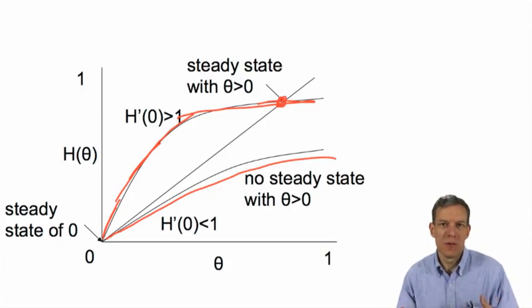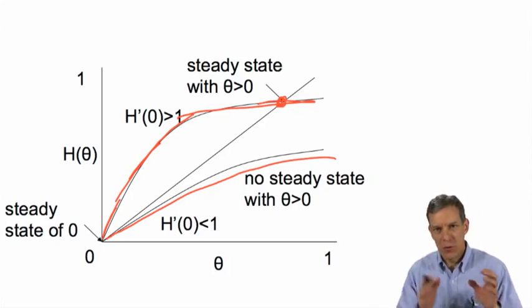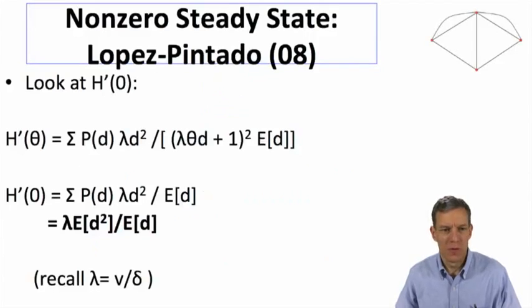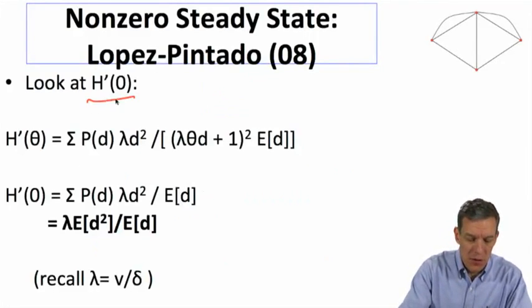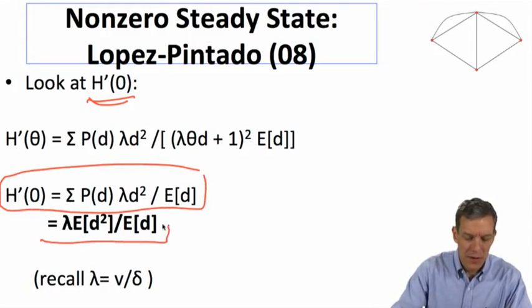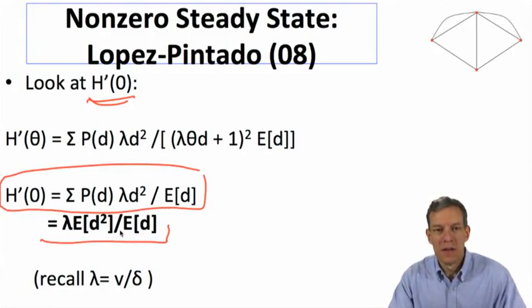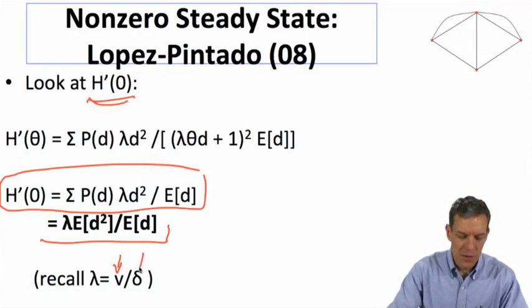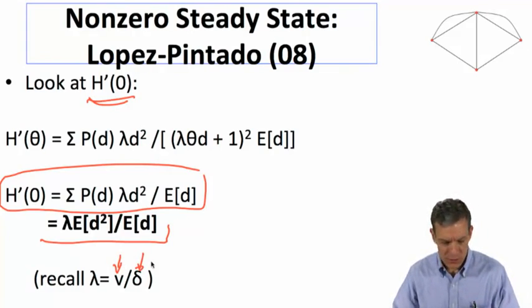That's going to be a situation where the degree distribution is putting weight on very low degrees and the lambda is fairly low, so you don't have much infection. That's a situation where H prime has a fairly low derivative. So if we look at H prime at 0, we can plug in 0 for theta and see what this looks like. If we calculate H prime at 0, it turns out to be lambda E of d squared over E of d. So it's looking at the relative expectation of the square of the degree compared to the expectation of the degree and weighting that by lambda, where we recall lambda is the relative infection rate compared to the recovery rate.